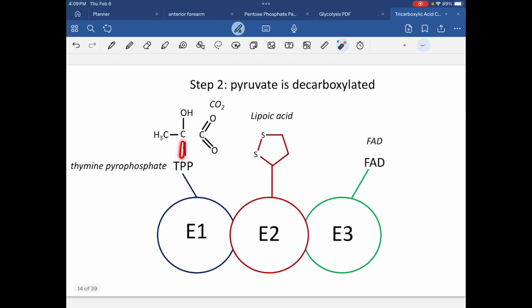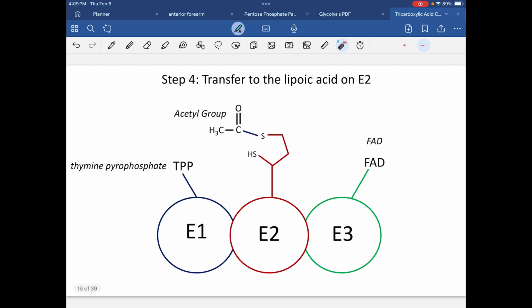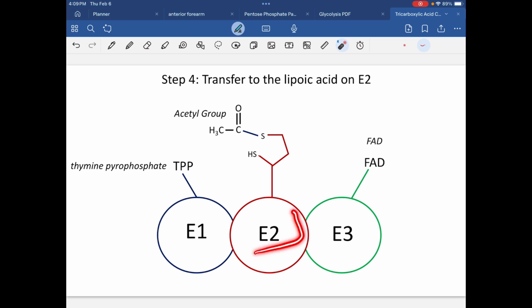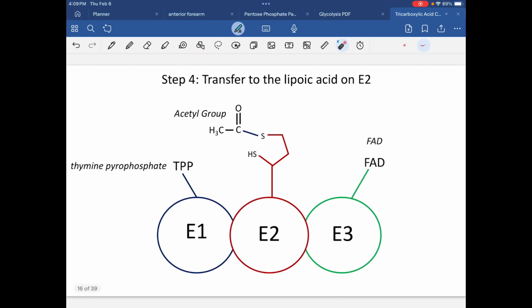So before we saw a double bond between carbon and TPP, we're going to make that a single bond. We're going to add a hydrogen. That's where that word protonation comes from. We're adding that hydrogen. And the reason we're doing that is so that we can transfer this over to enzyme 2. So this is our lipoic acid, which is one of our coenzymes. And we're taking the acetyl group, that's the name of this part right here, and we're attaching it to that coenzyme. So E1 is done. We're now attached to E2.